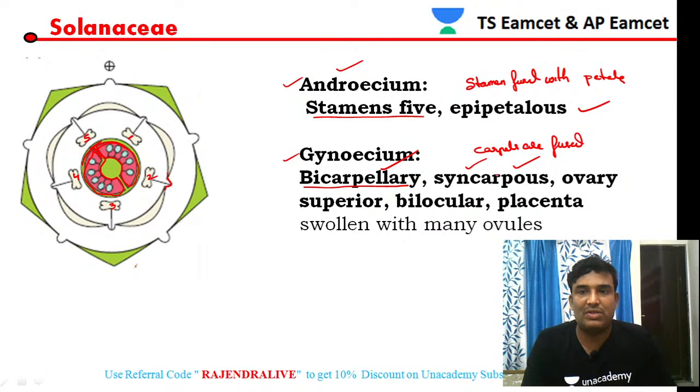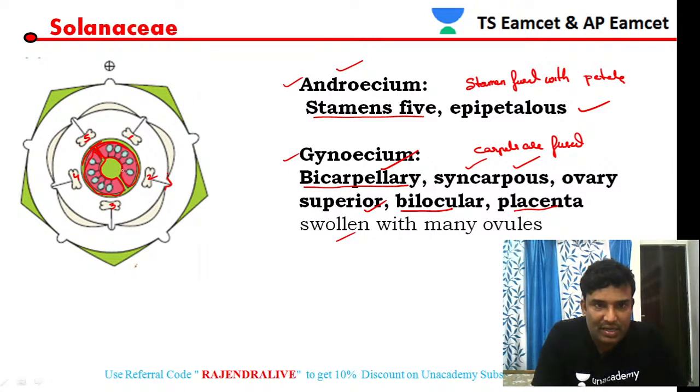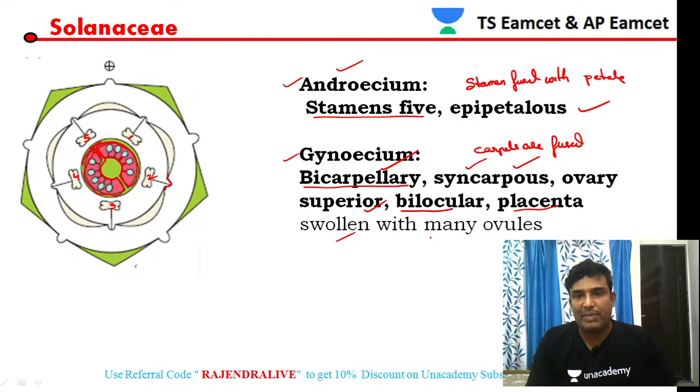You can see syncarpous here, ovary here. So the ovary is superior, and bilocular. It has 2 loculi, and placenta is present, and it is swollen. So this is the placenta, and it is swollen in nature, and you can find many ovules. So here 1, 2, 3, 4, 5, 6, 7, 8, 9, 10. Many ovules are present, multi-ovular in nature.